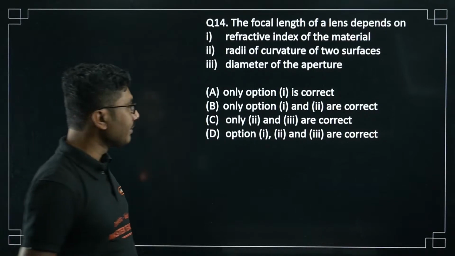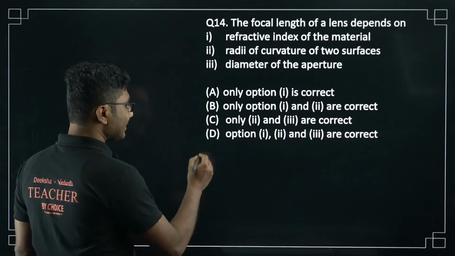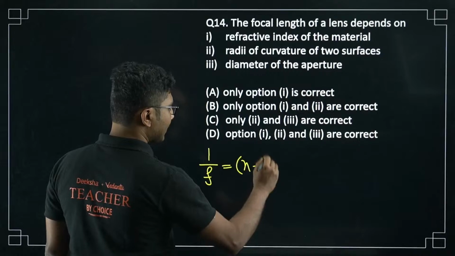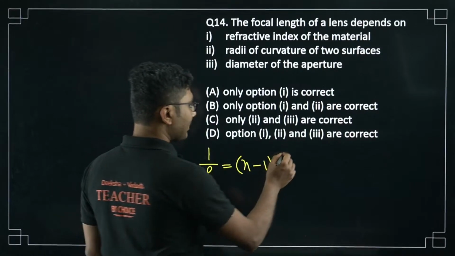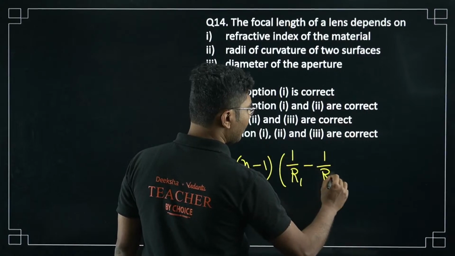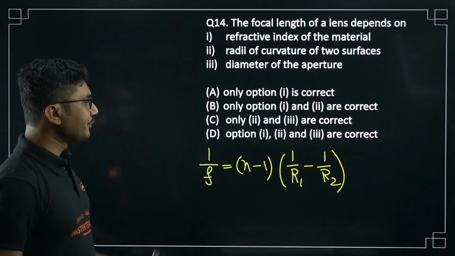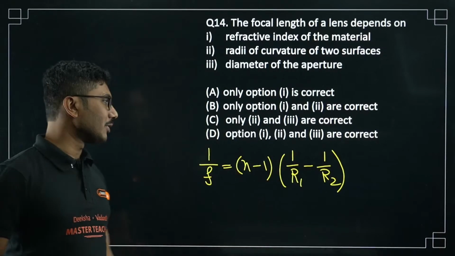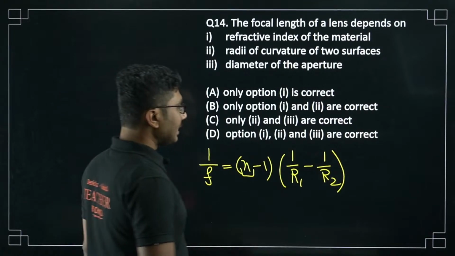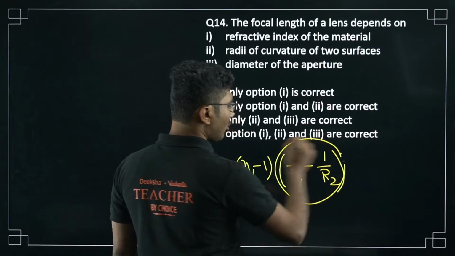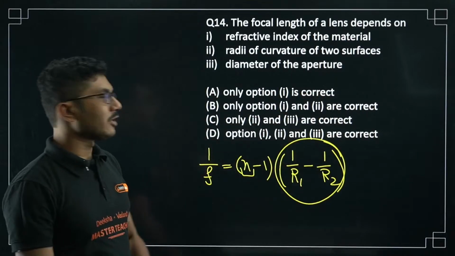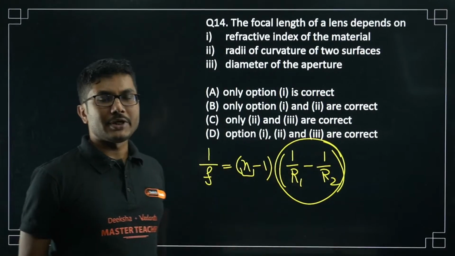Ataur is also saying 14B. Obviously we know the lens maker's formula: 1 by f equals (n minus 1), assuming the first medium is air, times (1 by R1 minus 1 by R2). In this expression, the focal length depends on the refractive index of the medium and on the radii of curvature of both surfaces. There is no mention of the diameter of the aperture. Aperture is not coming into the focal length.